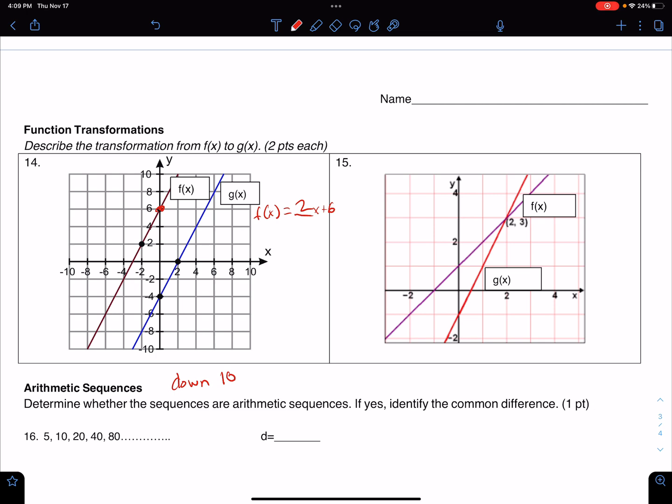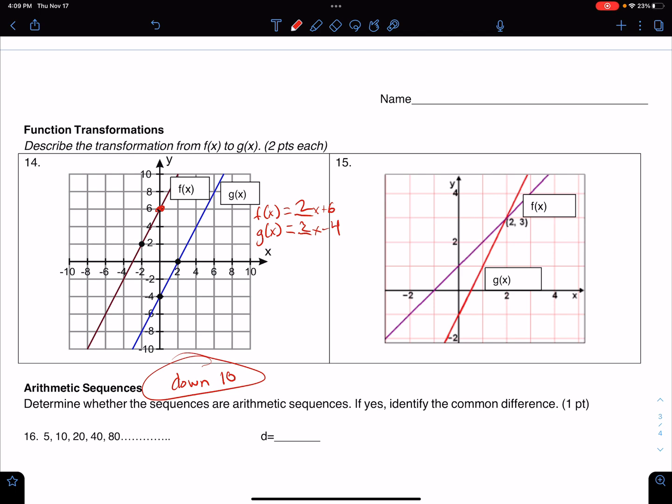Okay, the next one, g of x. I know it crosses at negative 4, so it's something x minus 4. And I go up 4 over 2, so 4 divided by 2 is 2. And then I can just see that I simply drop down 10. So I say my answer is I went down 10.